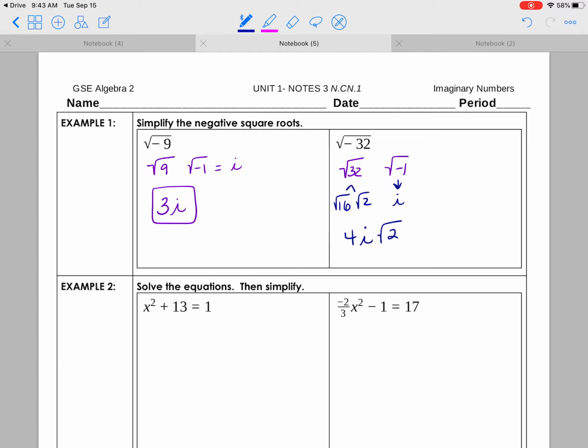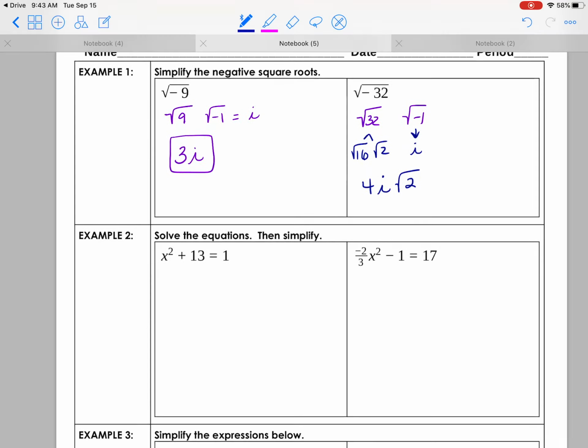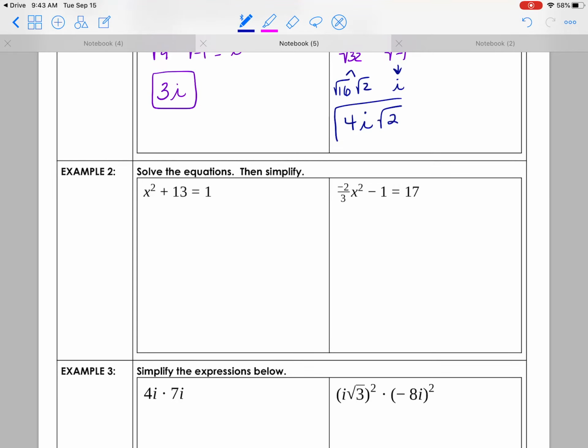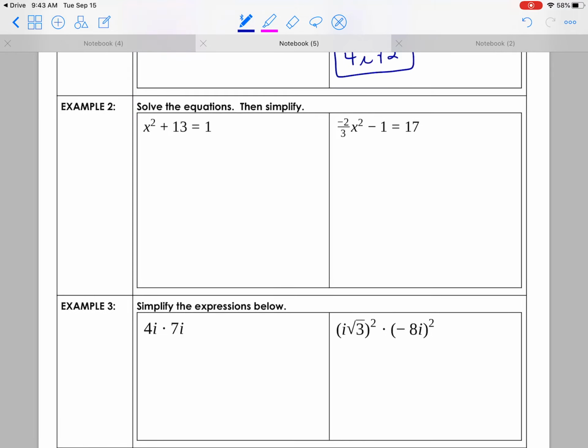Now that i comes out in front. It goes with the number part. It does not stay under the radical. It comes out of the radical. So that would be our correct answer.